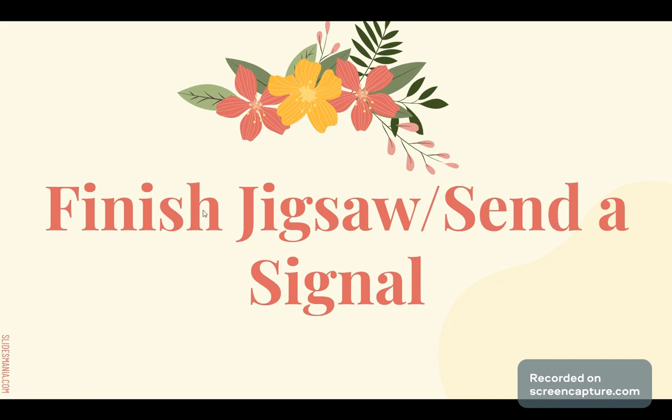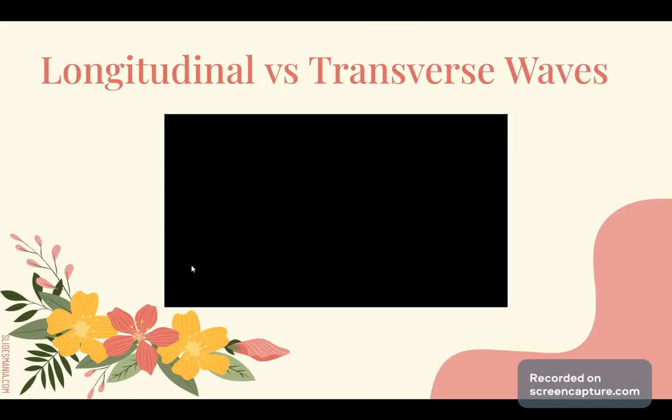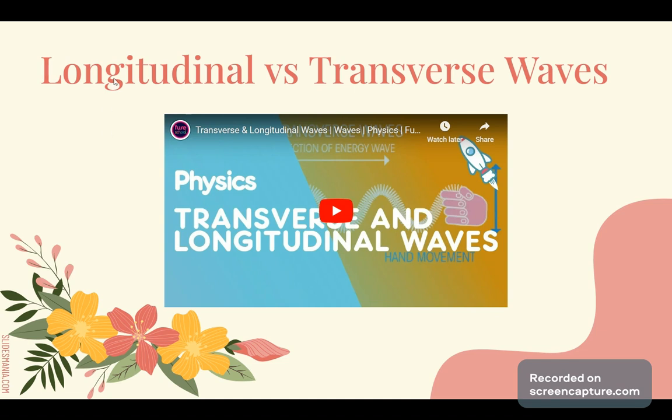All right, so we finished our jigsaw last time, and we're getting into different types of waves. The first is called longitudinal, and the second is called transverse.